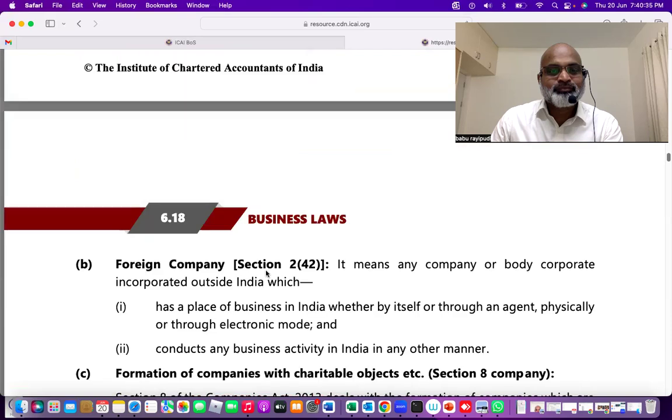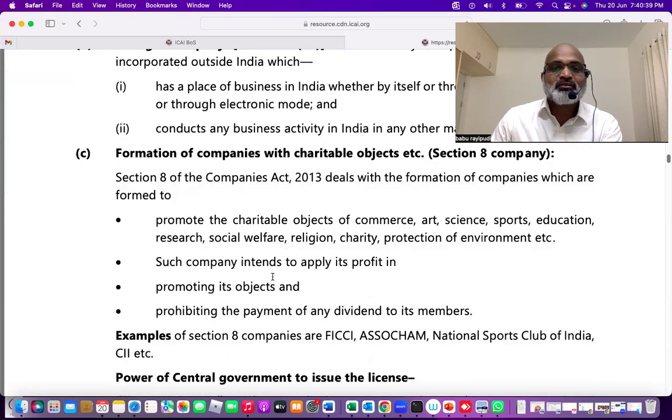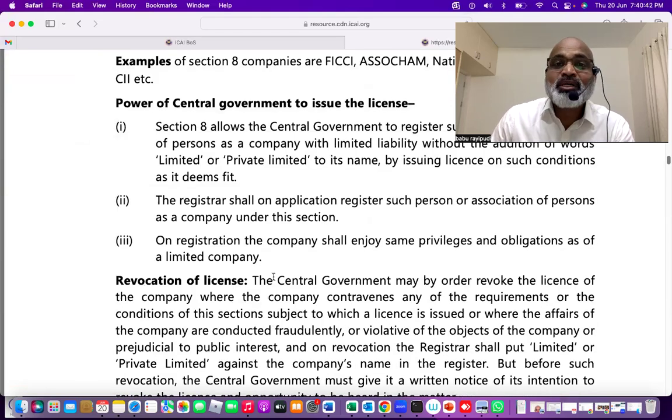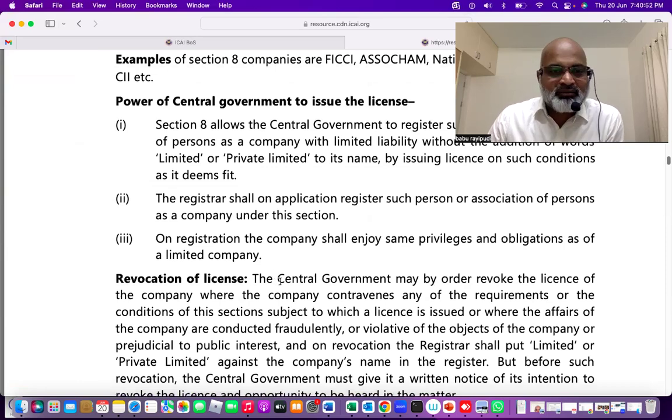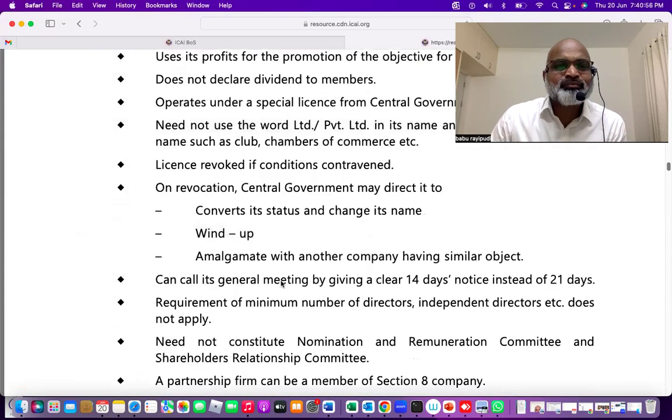Next, government company, also please go through once. Sections also. Section 8 company, one person company, government company, holding and subsidiary company. Section 8 company is a non-profit company. Okay, go through the complete details of Section 8 company.